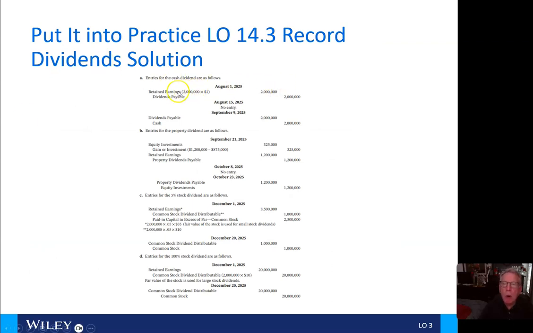Okay, let's look at that journal entry. It's small print here, but the entry is going to be, we're going to debit retained earnings. That's going to be the 2 million shares times $1, and credit dividends payable. On the date of record, we do nothing. And then finally, when we actually pay that, we're going to debit dividends payable and credit cash for $2 million on September 9th.